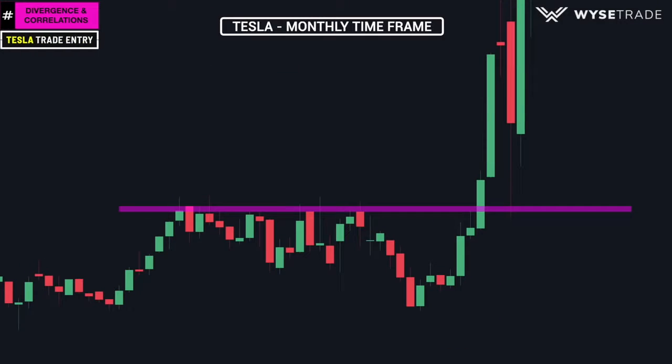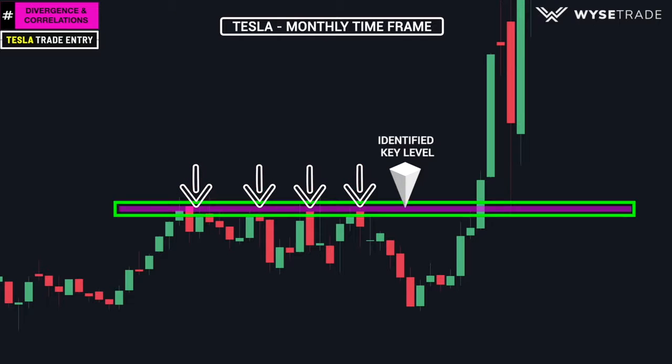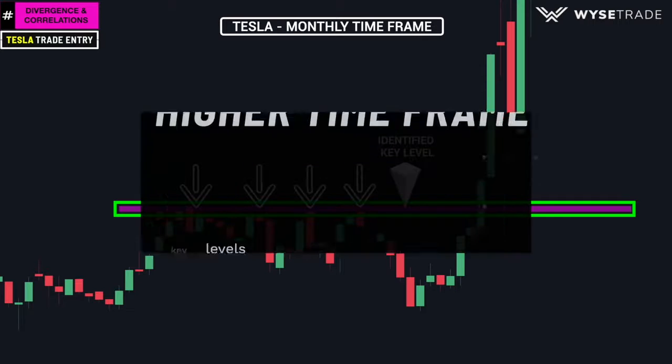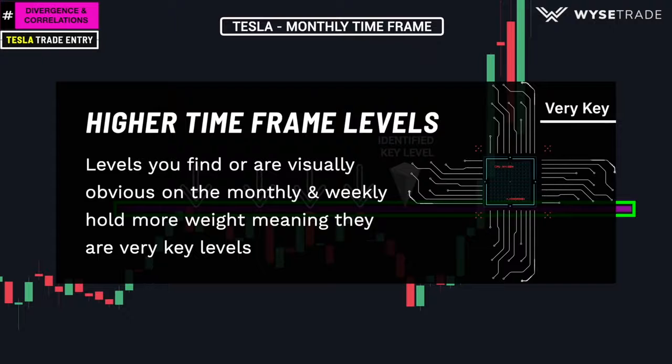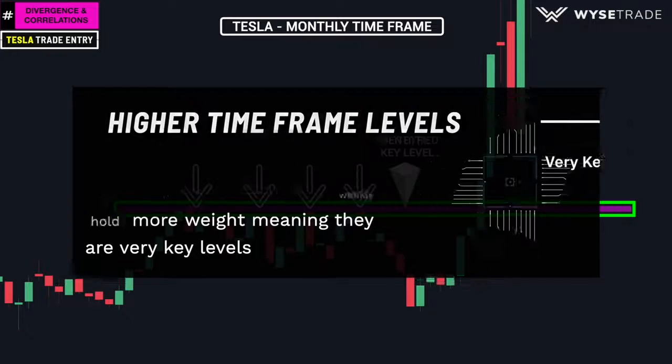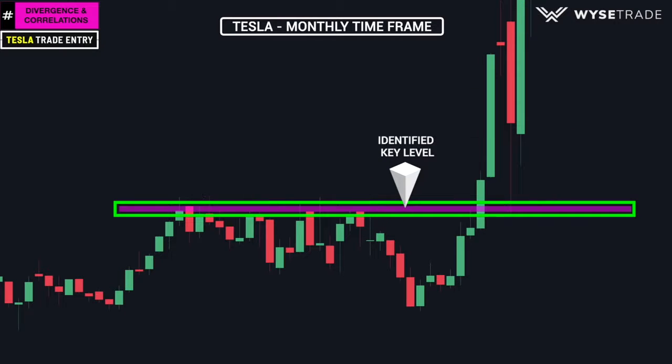So here's the Tesla monthly time frame. We first identified this key monthly level through the 4 clear reversal points, showing how key this level is. If you watched our past videos, you would know that what is visually obvious on the higher time frames, such as the weekly and monthly, are very, very key levels. So price then finally broke through and old resistance becomes new support.